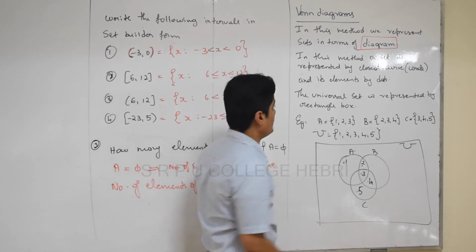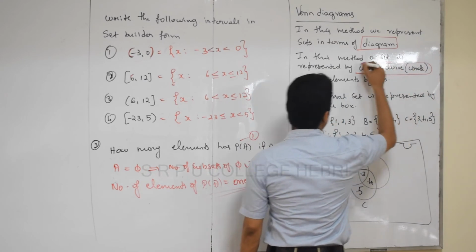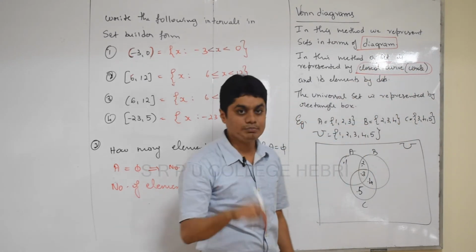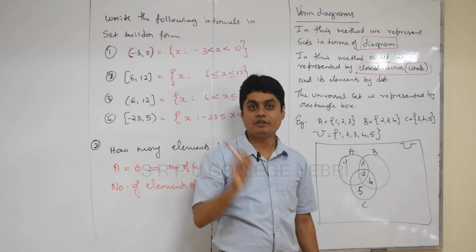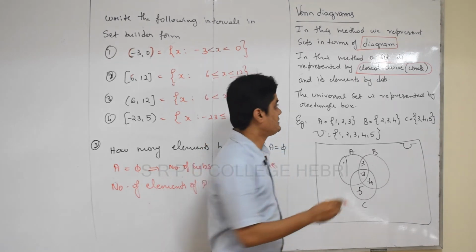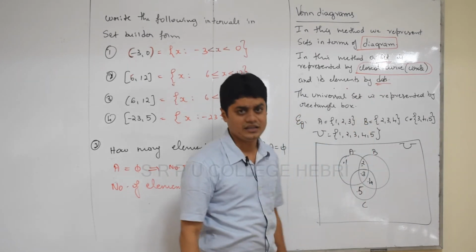In this diagram we represent a set as a closed curve. Any closed curve is allowed, but in particular we use a circle to represent a set, and its elements by dots. A dot is a point like this, and its elements are shown by dots.